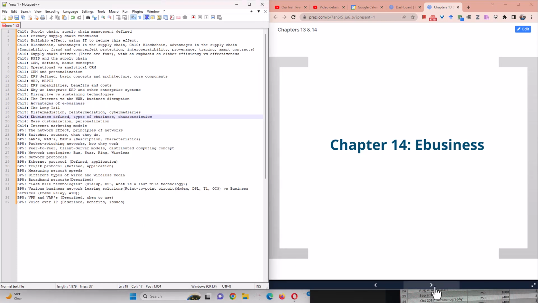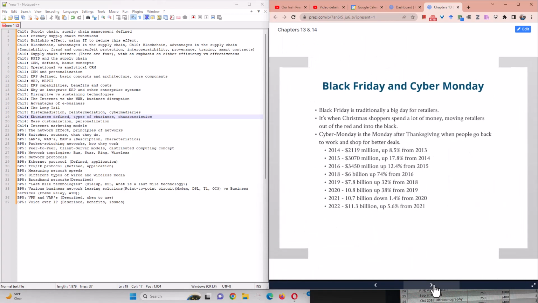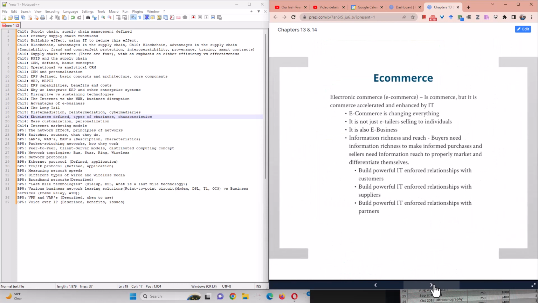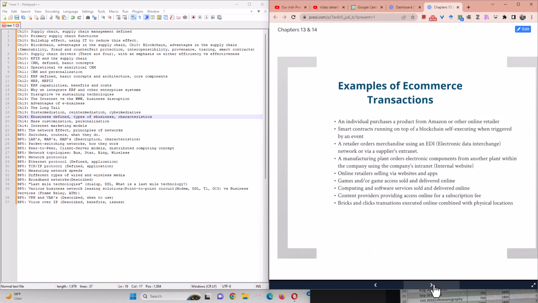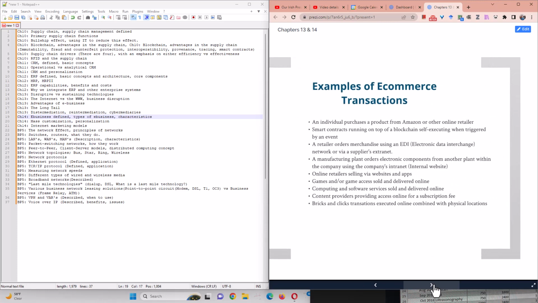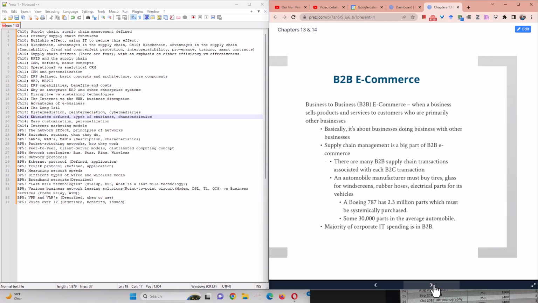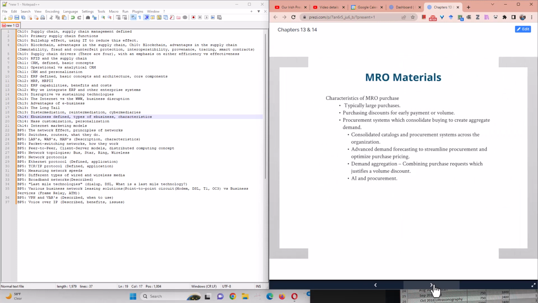Chapter 14 is e-business defined. Topic number 1 is what is e-business, e-commerce. E-business is building IT reinforced relationships with customers, suppliers, and other partners. You've got examples of e-business, and then you need to know the different types of e-business. B2B, you should know what maintenance, repair, and operation, or MRO procurement is, versus direct procurement.